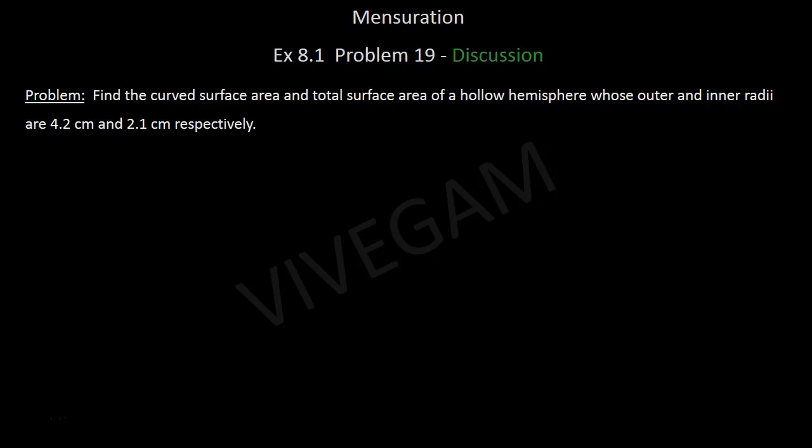Exercise 8.1, Problem 19, Discussion. So let's read the problem. Find the curved surface area and total surface area of a hollow hemisphere whose outer and inner radii are 4.2 centimeters and 2.1 centimeters respectively.